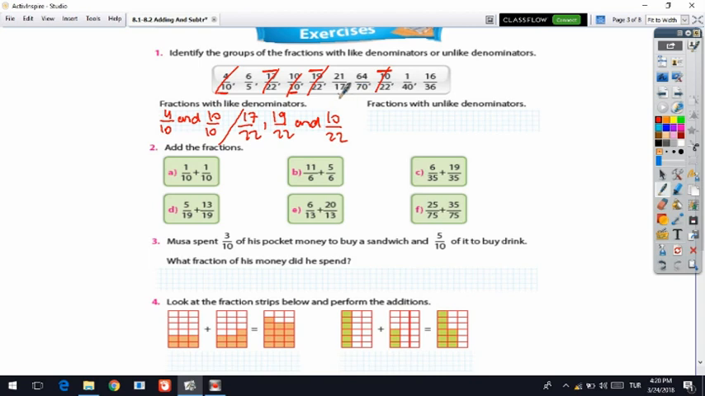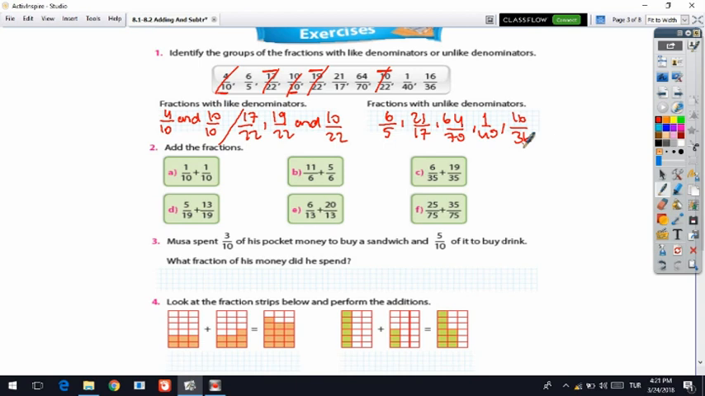Are they the same or not? No. 5, 17, 70, 40, and 36. These are the fractions with unlike denominators. Everybody, I write here 6 over 5 and 21 over 17 and 64 over 70, 1 over 40 and 16 over 36. That's it.